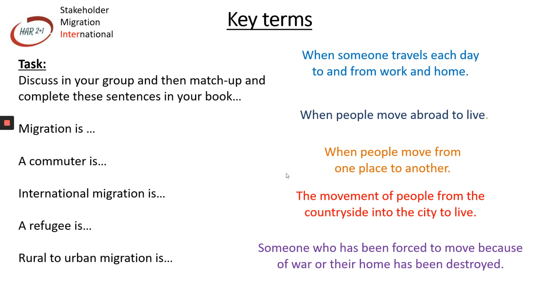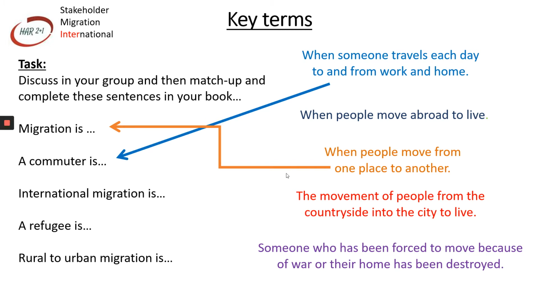All right, so what you should have done is you should have matched those up already. Now, I'm going to go through answers here, so just go through, see if you can get them. Pause as and when you need. Okay, so migration is when people move from one place to another. A commuter is when someone travels each day to and from work and home.